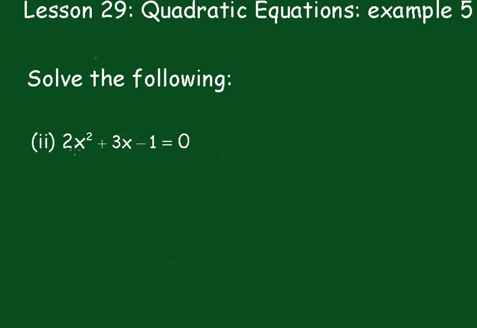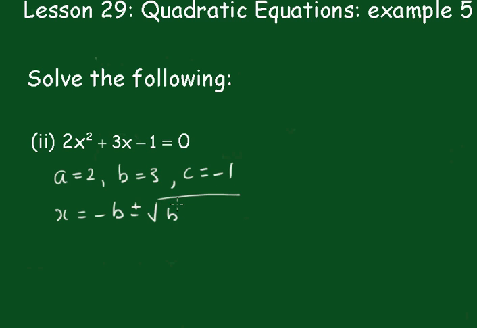Okay, now we're going to use the quadratic formula for this one. So we're going to write down A equals 2, B equals 3, and C equals negative 1. X equals minus B plus or minus square root of B squared minus 4AC all over 2A. We're just going to pop them all in.